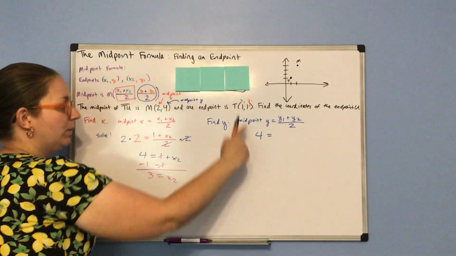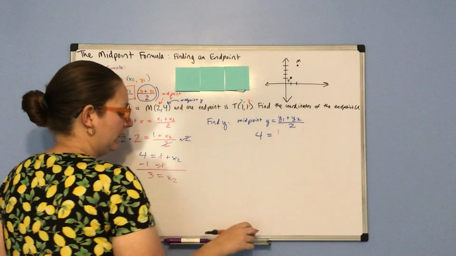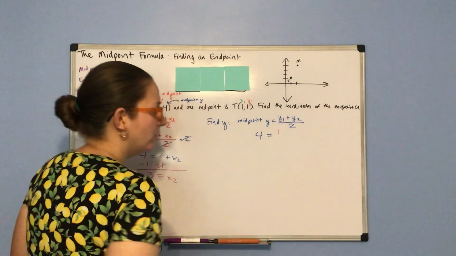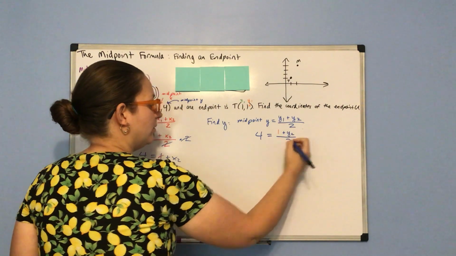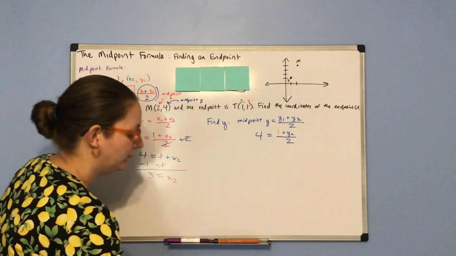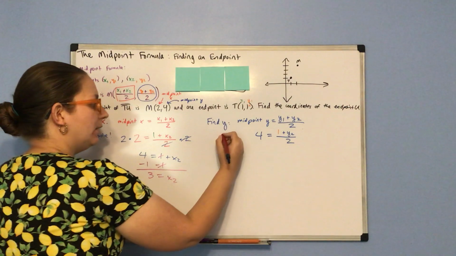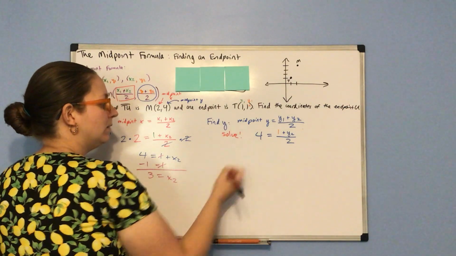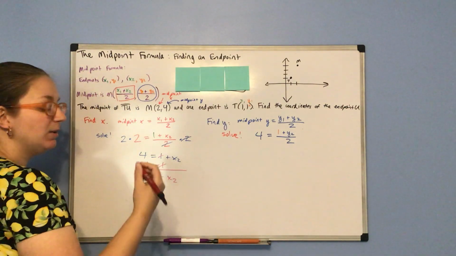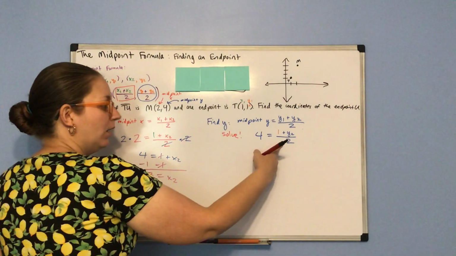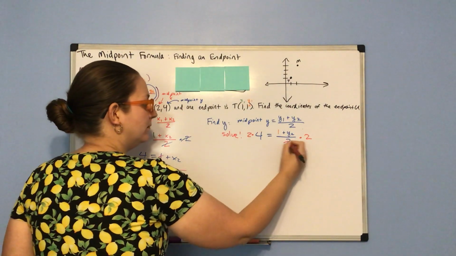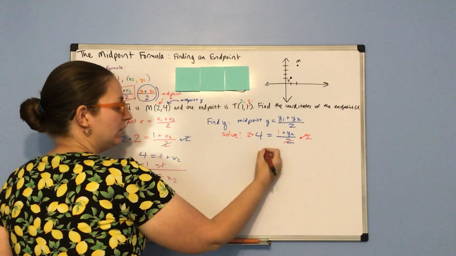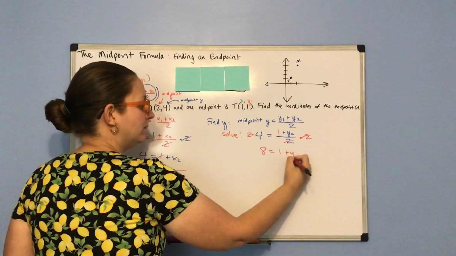y1, we know that is 1. y2 we don't know, so just leave that as y2, and then divided by 2 doesn't change. Once again, from here we need to solve. So we need to get y2 by itself. It's going to be very similar steps. Undo this dividing by 2 by multiplying both sides by 2. Cancels here. 2 times 4 is 8.